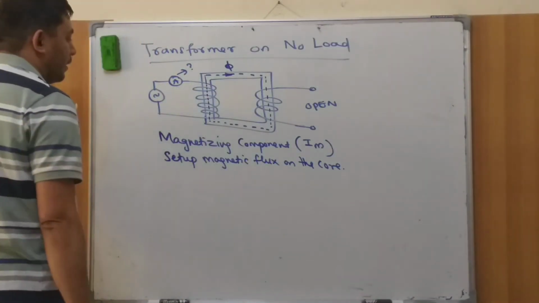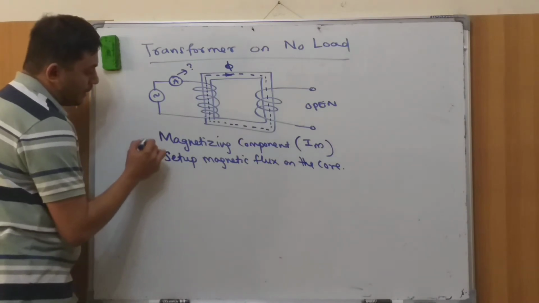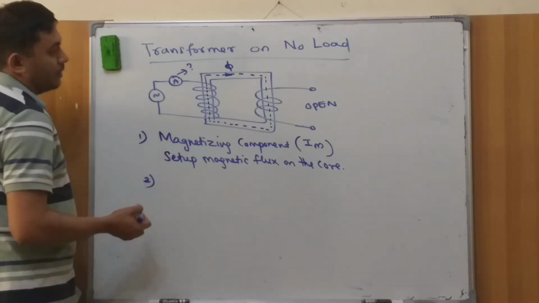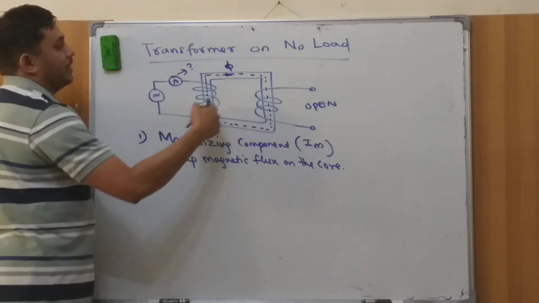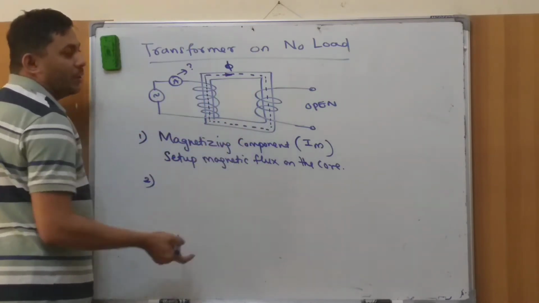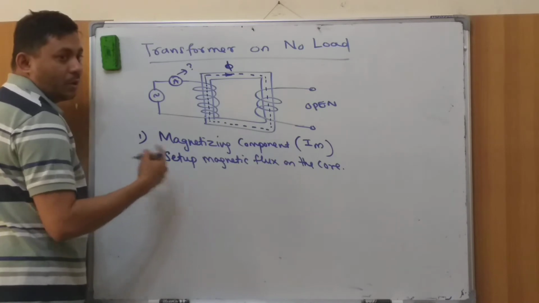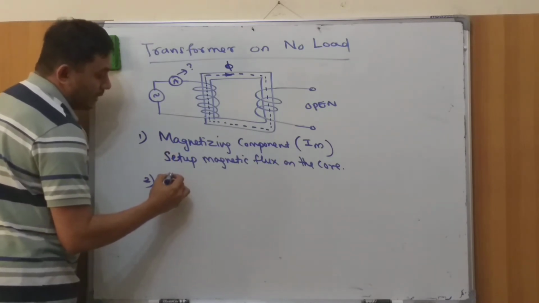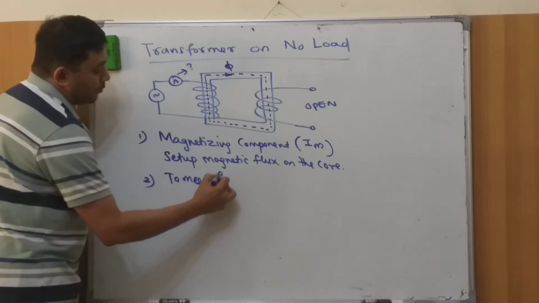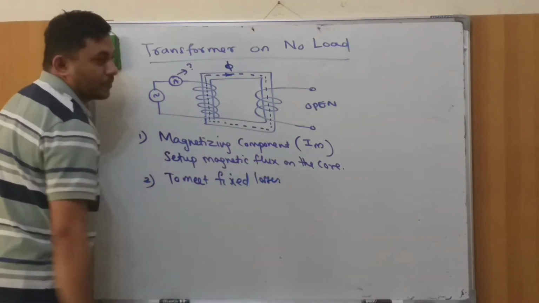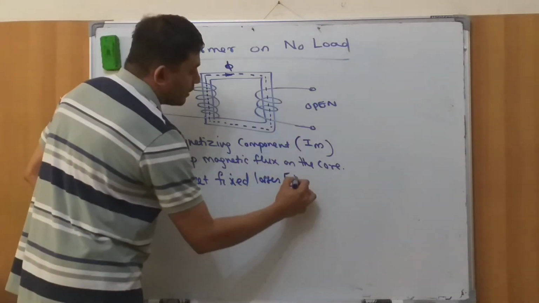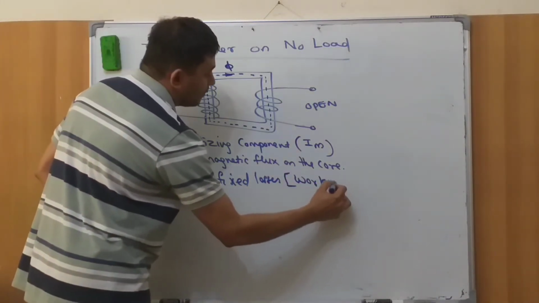Right? Then the second part, this is the first part here. The second part is, definitely there are some losses, right? The core loss, some of the loss, whether fully charged, fully loaded or not, there must be some loss. Okay. So there are other components. The second component is to meet some fixed amount of loss, fixed losses.